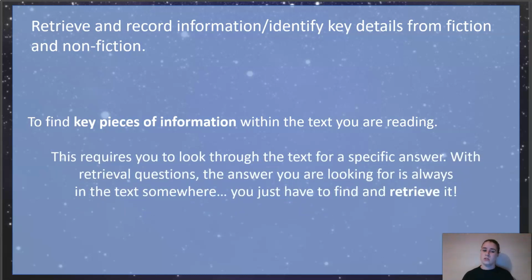Okay, so you need to look through the text for a specific answer. Now, with retrieval questions, we know the answer you're looking for is always got to be in the text. That's the whole point of retrieval. There's no guessing, there's no thinking about it, there's no inference. They're asking you a question, we've got to go and find it and retrieve it. Imagine you throw a ball to a dog and you say, go fetch. They get it and they bring it back. So they retrieve it. Same thing with retrieval skill questions. You need to underline the key parts of the question, identify where that might be in the text, go and find it, and then copy that down for your answer.